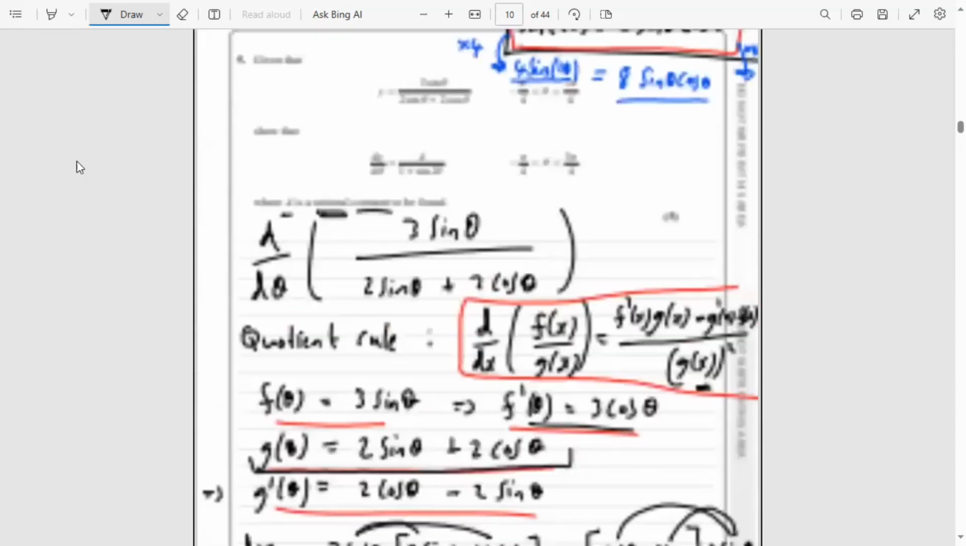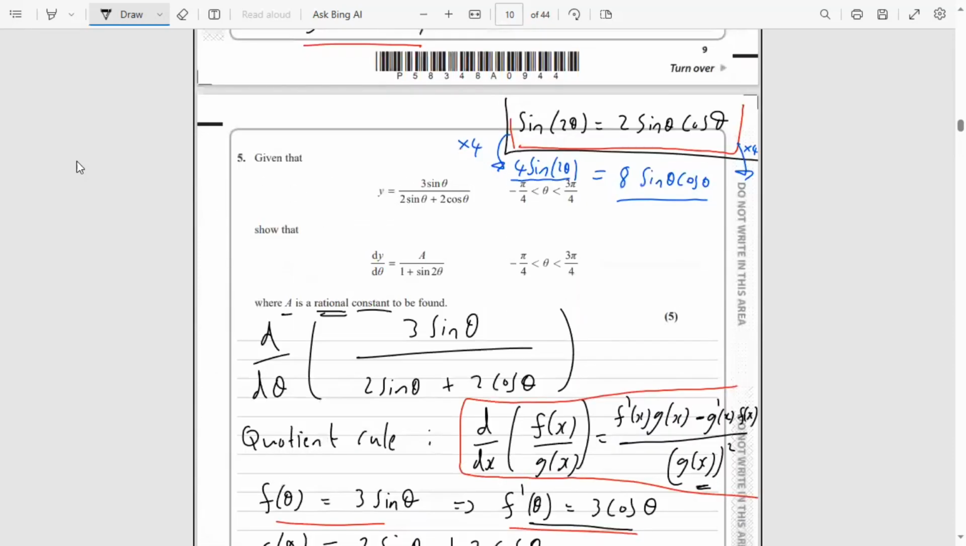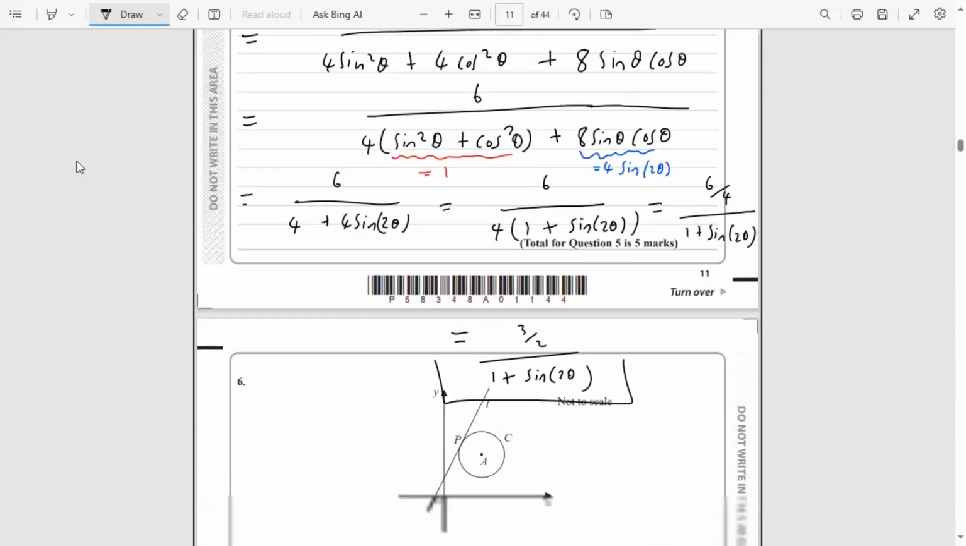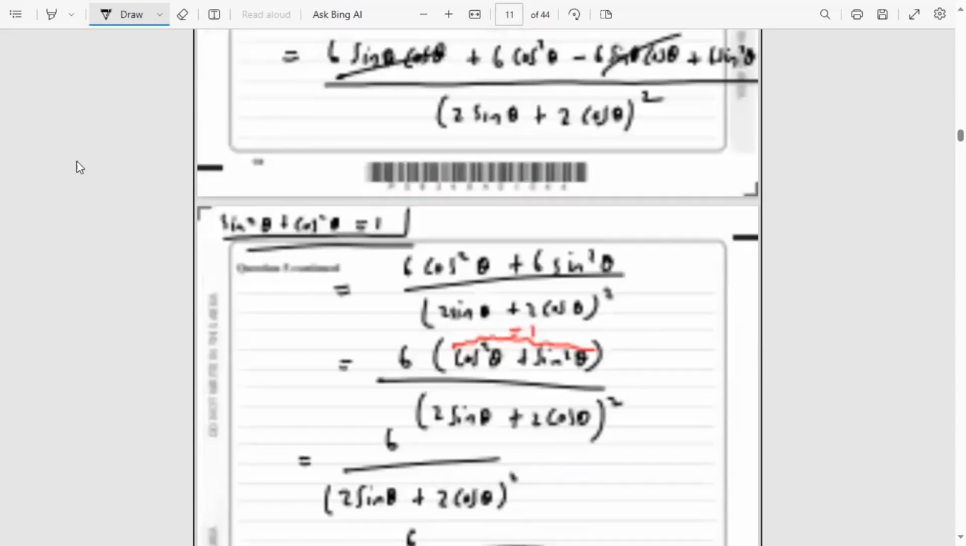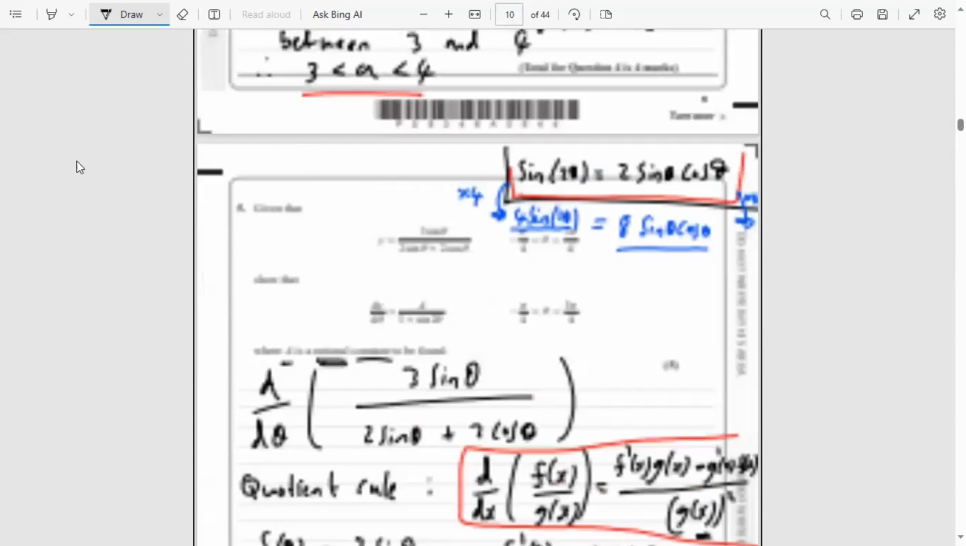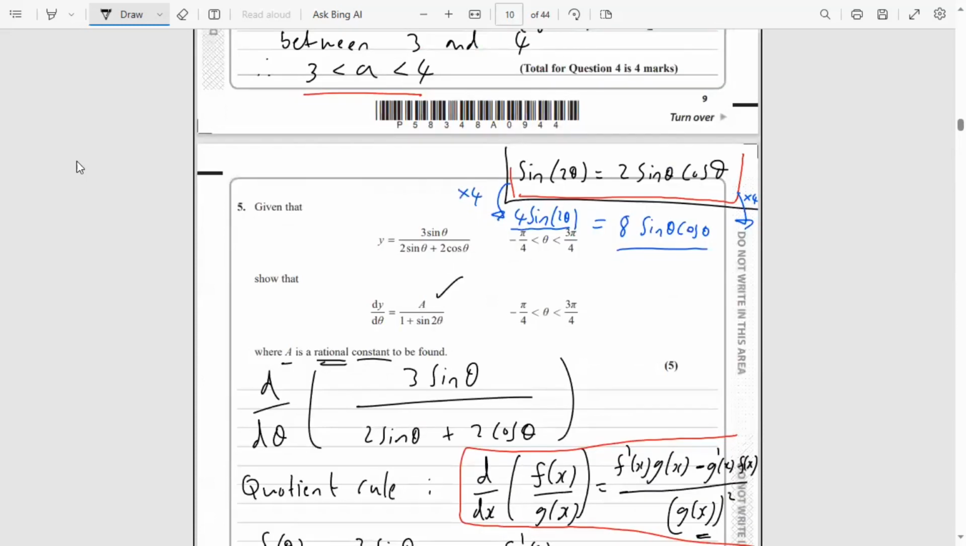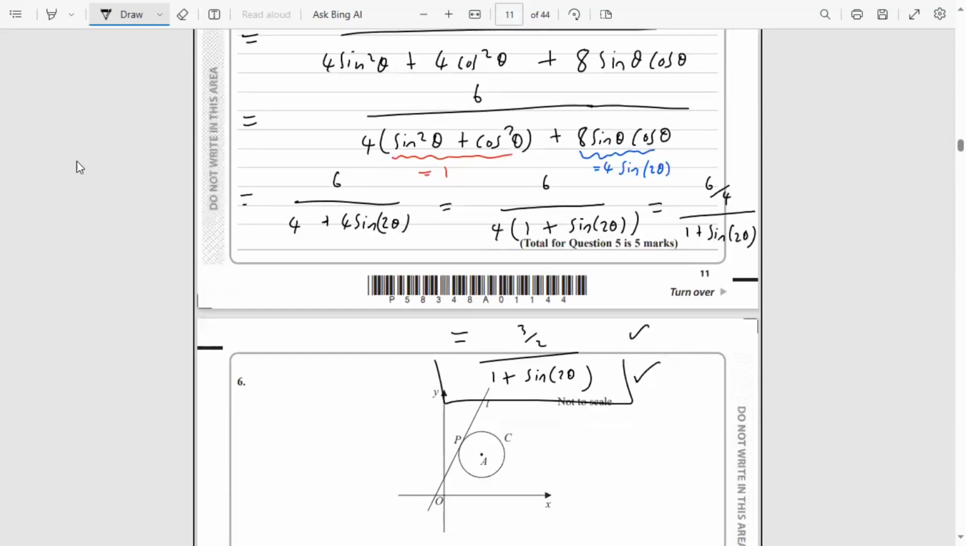So if we go back to the question, have a look. We know that we've got a over 1 plus sine 2 theta. So we've got on our bottom here 1 plus sine 2 theta, perfect. And we've got our a on the top, our rational number. 3 over 2, remember, is a rational number. So we've done the job. We've got our rational number. So we know that this a is a constant, we can just write this over here, that a is 3 over 2. So we've done it. We've answered the question, and that's our final derivative.